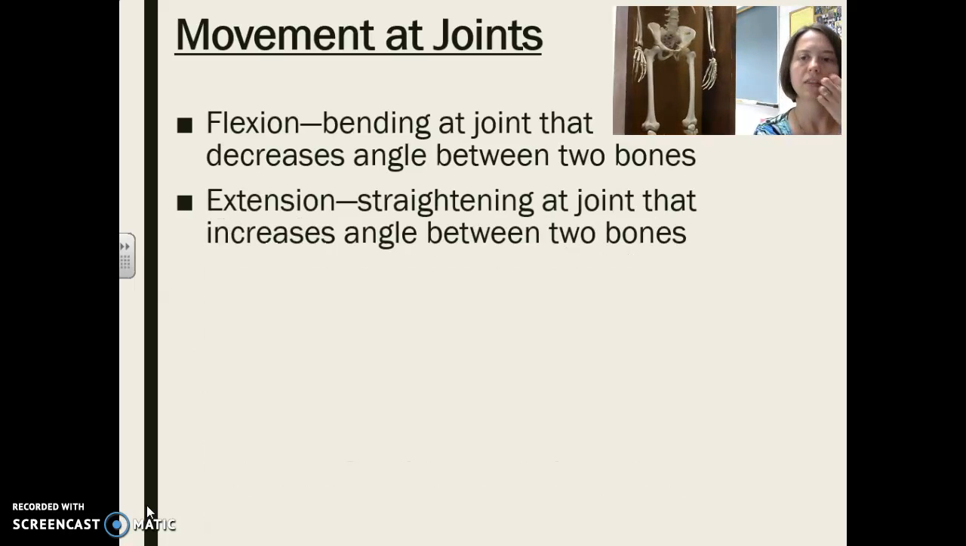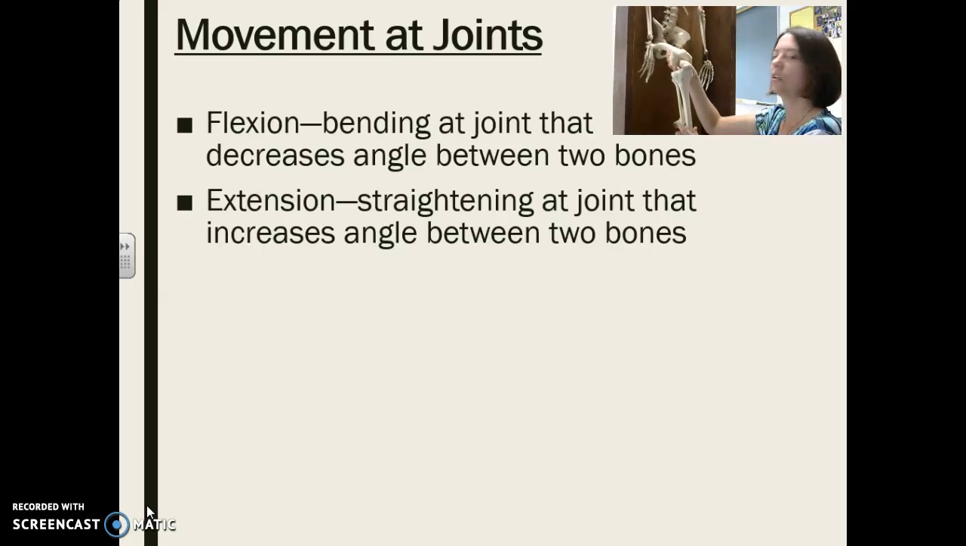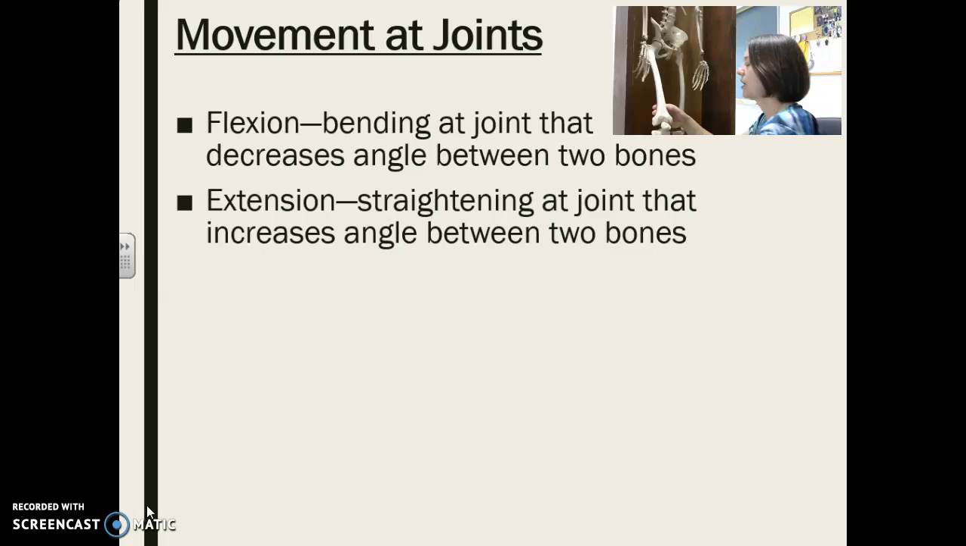Extension would be the opposite, straightening at the joint that increases the angle between the two bones. So straightening would increase the angle between the upper and lower arm bones. And then at the knee joint, extension would straighten and increase the angle between the femur and the tibia.